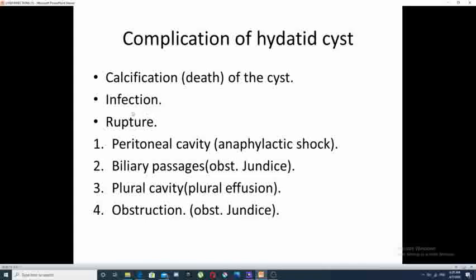A third complication is rupture of the hydatid cyst, and rupture could occur into the peritoneal cavity. Since its content is highly allergenic, the patient may present with anaphylactic shock. Another route for rupture is biliary rupture with resultant obstructive jaundice, or rupture may pass into the pleural cavity, causing pleural effusion.